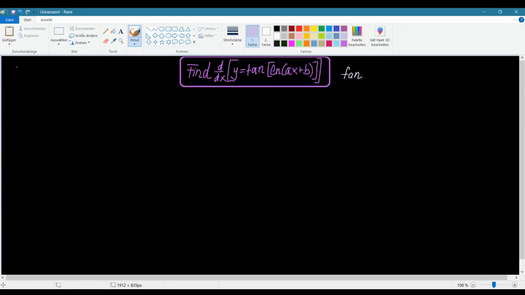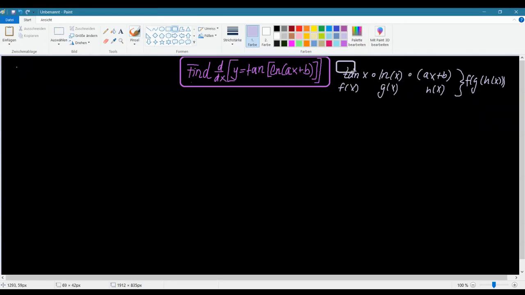This is actually tan x composed with ln x composed with ax plus b. So this is f of x, this is g of x, and this is h of x. And this is f of g of h of x. Okay, so that is what we're dealing with here.